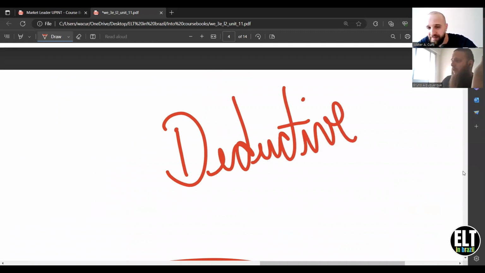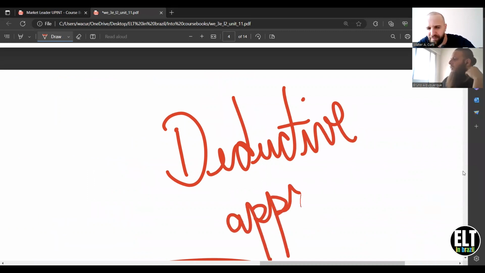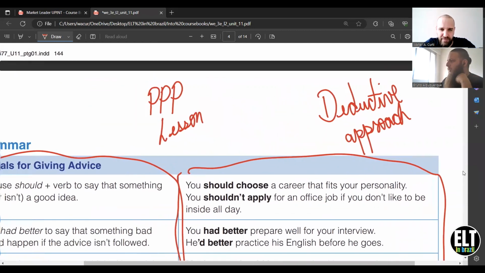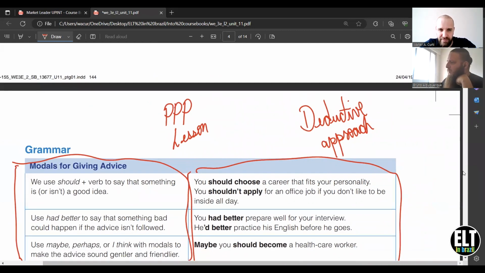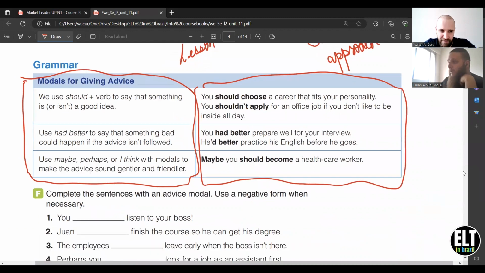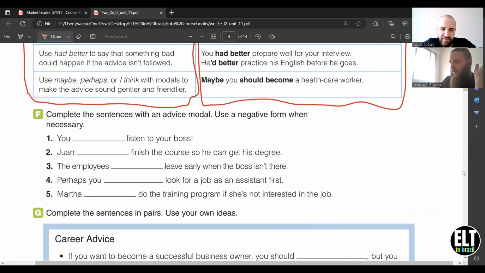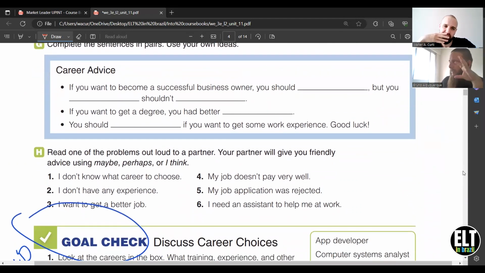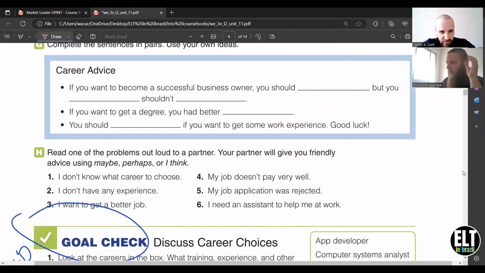Yeah, and then controlled practice, right? So complete the sentences with an advice modal, use a negative form when necessary, complete the sentence in pairs, use your own ideas. So this is still controlled practice, but less controlled. There's a little bit of personalization here, some creativity, some critical thinking here and there.